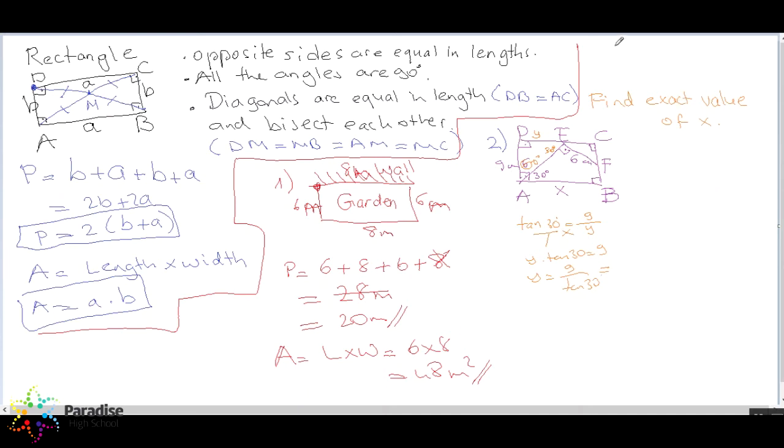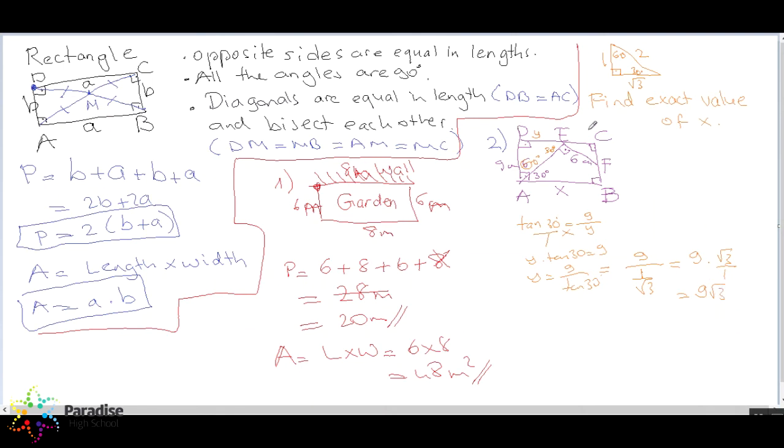Then I have to remember the special triangles. What was the special triangles? Remember, this is 30, that is 60. So that's going to be 2, that's going to be 1, and that's going to be root 3. So tangent 30 will be 9 over, what is the value of tangent 30? Opposite, adjacent. 1 over root 3. So how am I going to divide it? 9 times second fraction reciprocal. So that's going to be 9 root 3. So we have found the value of y. That's equal to 9 root 3.